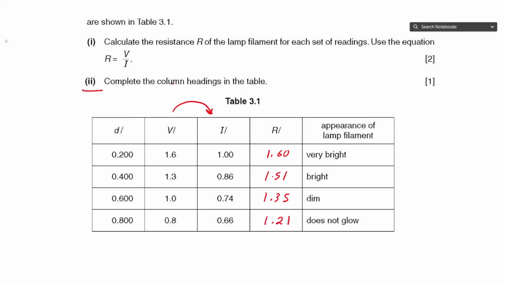Double I says complete the column headings in the table. So the distance was mentioned in meters in the question. Potential difference is in volts, current is in amperes, and the resistance is in ohms.